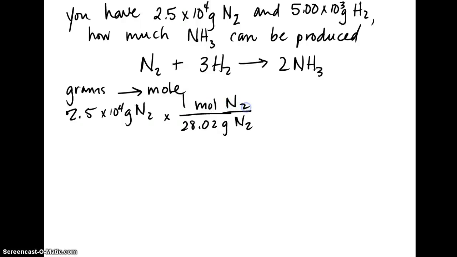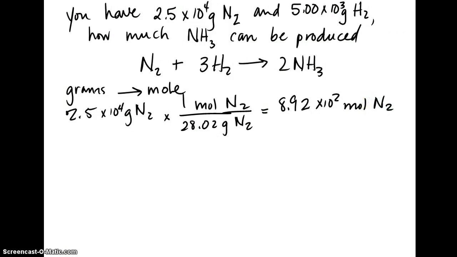Now, why is it that I'm not choosing 14.02? Because keep in mind I'm talking about N2, not just N. So that's why I'm doubling the molar mass. So on the periodic table you have 14.01. Because I have 2 nitrogens, it makes it 28.02. And that works out to be that I have 8.92 times 10 to the 2 moles of nitrogen.